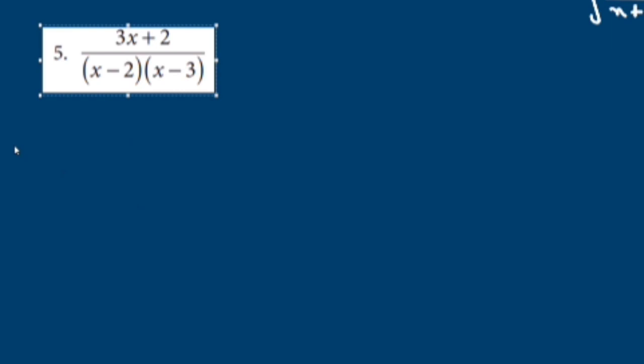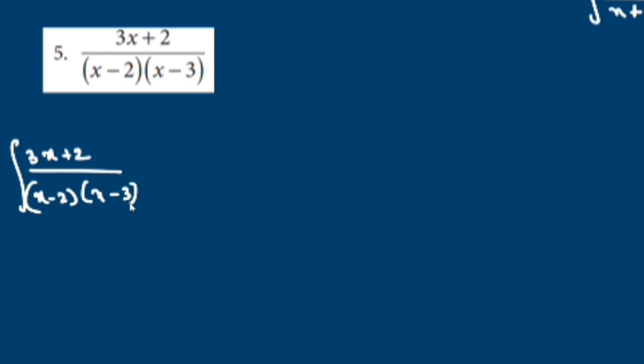3x plus 2 divided by x minus 2 into x minus 3. Now if you see this, the numerator is again a fraction. There is no quotient rule. So we have to simplify this. We cannot divide here, so look at the degree of the numerator, it is 1. Isn't it? 3x, the degree is 1. Here x square, the degree is 2. So it is already a proper fraction, and now you have to do partial fractions.